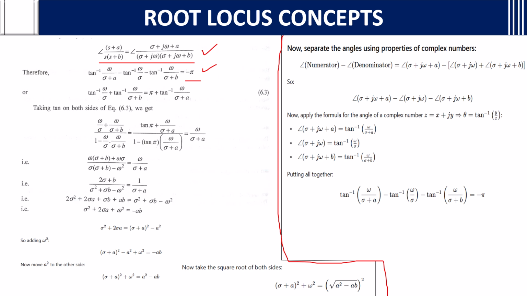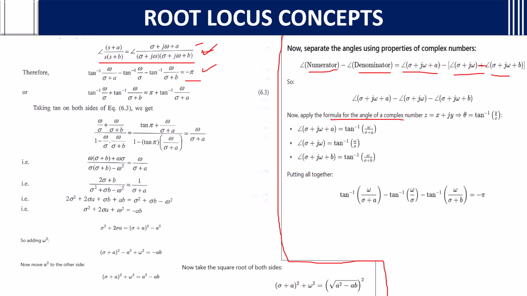In angle, if there is a numerator and denominator like this, you can subtract them. That is, angle of sigma plus j omega plus a, minus, in the denominator what you have is angle of sigma, plus angle of sigma plus j omega, plus angle of sigma plus j omega plus b. So the minus goes to these also when you multiply it: angle sigma plus j omega plus a, minus angle sigma plus j omega, minus angle sigma plus j omega plus b.